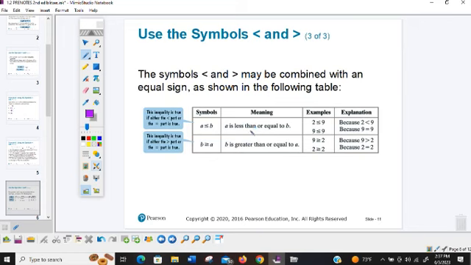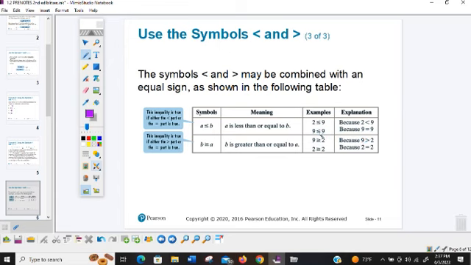Okay, don't forget as well that these symbols can have a line under them. And when they have the line under them, that means less than or equal to, greater than or equal to. So let's look at the examples. 2 is less than or equal to 9 because 2 is less than 9. 9 is less than or equal to 9 because 9 equals 9.